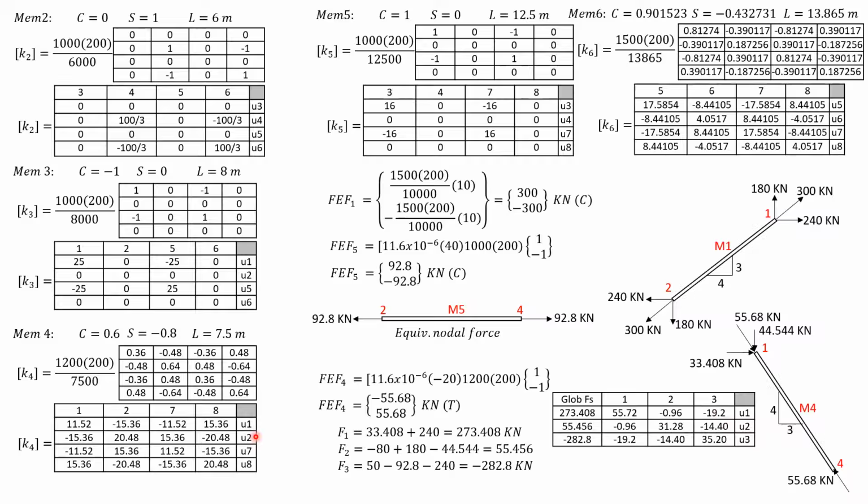Then 2, 2. 2, 2 in member 1 plus 2, 2 here, which is 20.48.